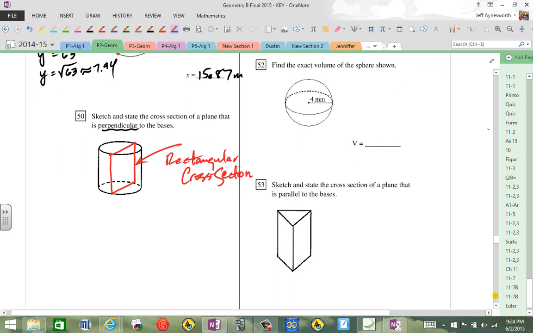All right, on the volume, find the exact volume of a sphere. Now you need to know the crazy formula, 4/3 times pi times radius cubed. So you're going to take 4/3 times pi times 4 cubed.